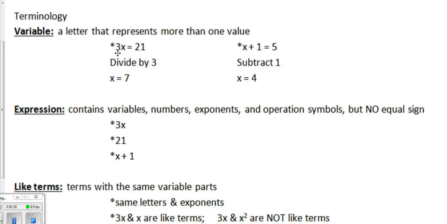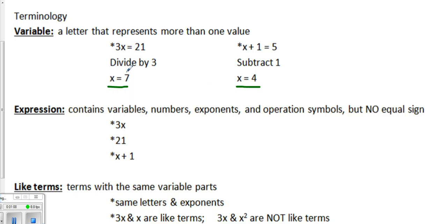So we'd have to divide by 3 on both sides to get x alone and say that x equals 7. Same thing in this equation. We have x, again, as our variable. Now, x plus 1 equals 5, so we subtract 1 from both sides and get x equals 4. Now notice, in one case, we said that x equals 7. In another case, x equals 4. So it's just a letter that represents a hidden or unknown value.